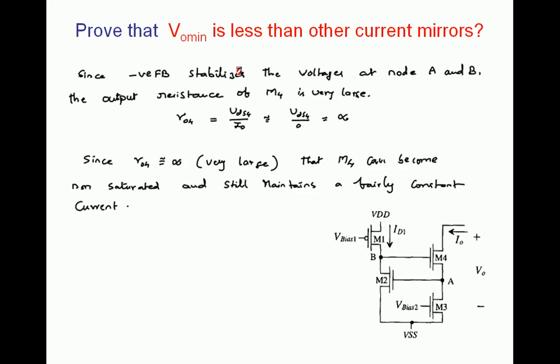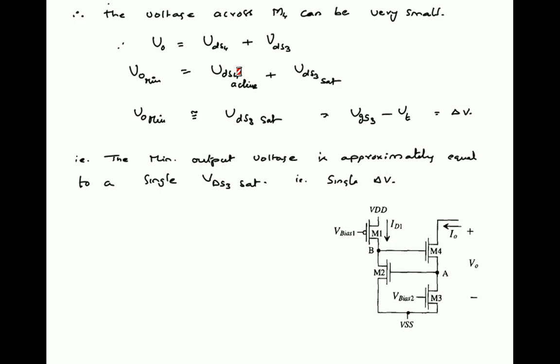Generally in all other current mirrors, M4 must be in saturation, but because of the high output impedance of the regulated cascode current, we can make even M4 come into the linear region even though it is maintaining the same constant current. So if you take V0, the output voltage of the regulated cascode current mirror, it is VDS4 plus VDS3. The voltage across M4 plus the voltage across M3 is nothing but the total output voltage.